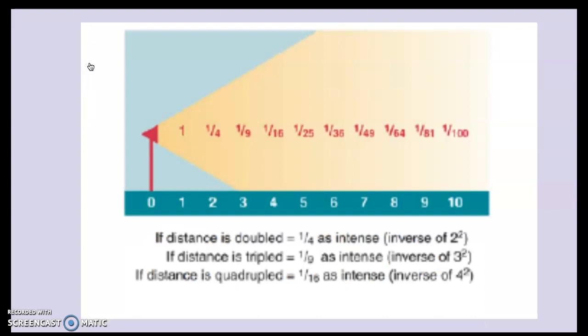So like I said, the inverse square law. If the distance is ever doubled, it'll always be 1/4. Distance is tripled, it'll always be 1/9. Distance is quadrupled, it'll always be 1/16. So basically, if you remember math, if you were to square 2, 2 squared equals 4. If you were to turn 4 into a fraction, it would be 4/1. Now if you want to inverse that, it would be 1/4. 3 squared equals 9, 9/1. Inverse that, 1/9. 4 squared equals 16, so 16/1.